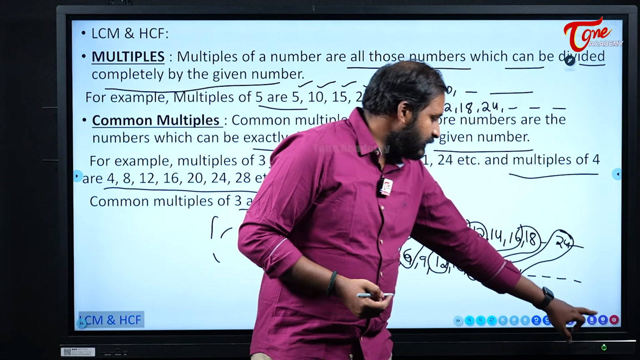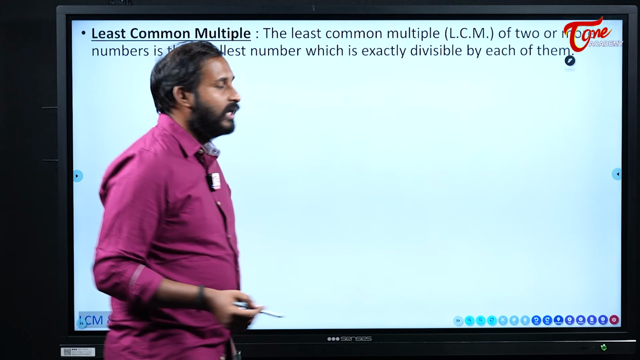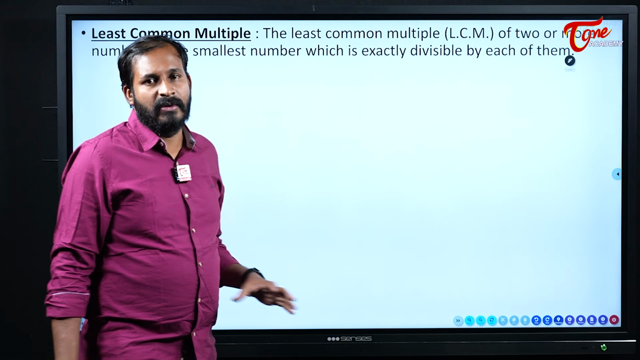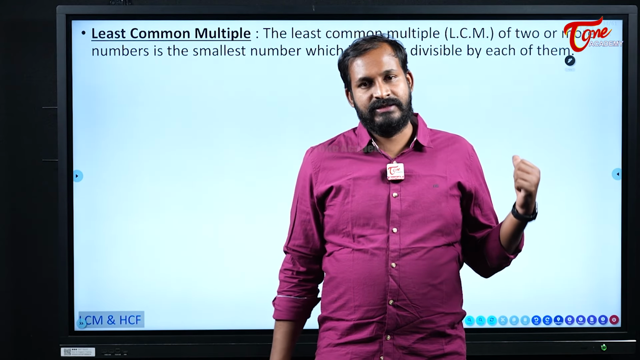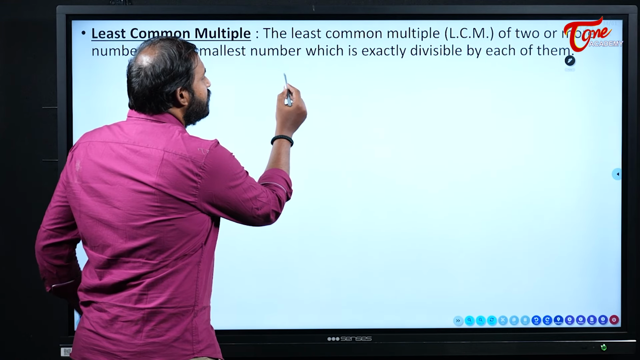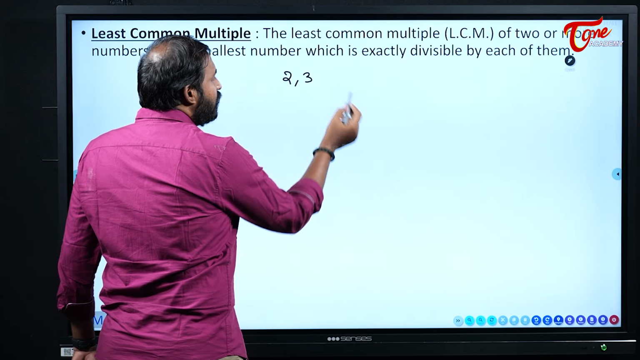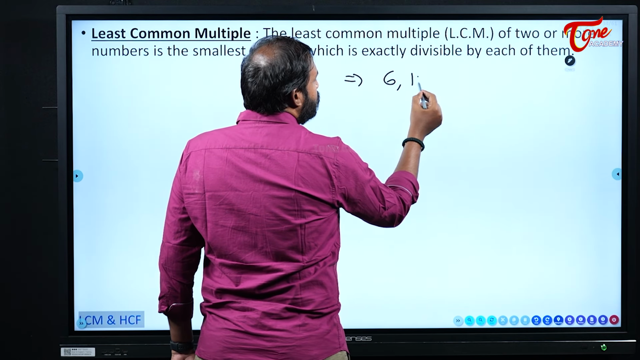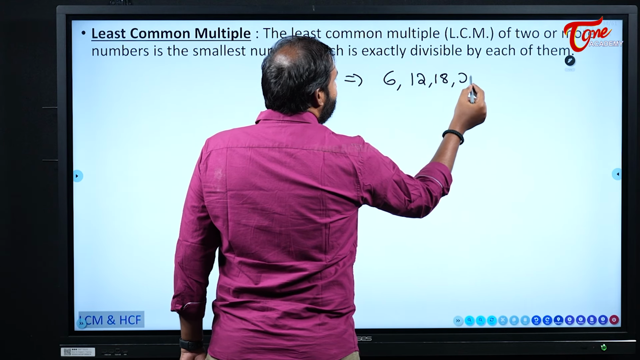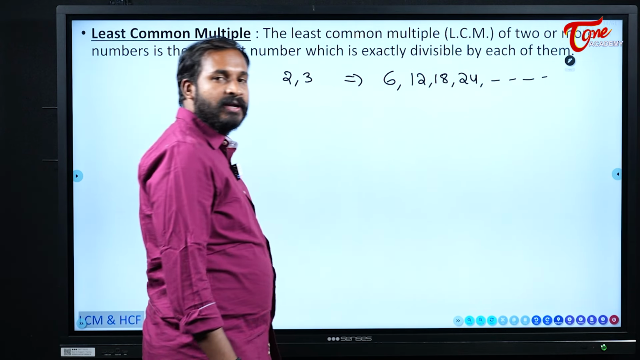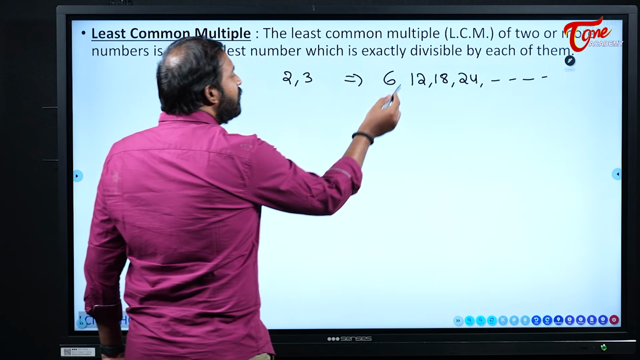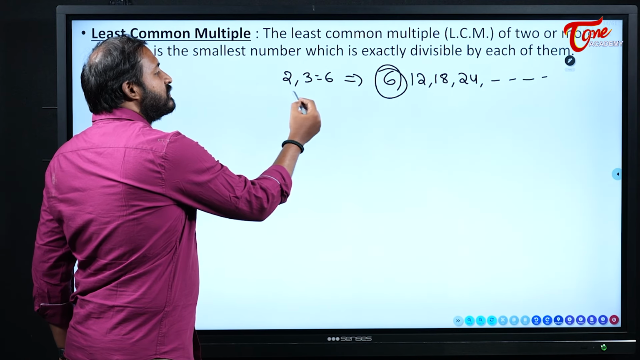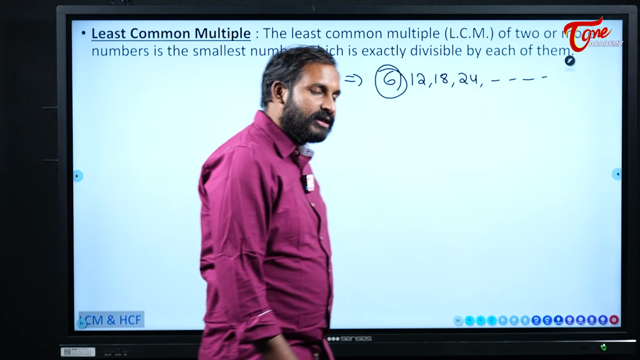But LCM means what? LCM is nothing but the least common multiple. Out of all those common multiples, we will pick the least one. So, the LCM of 2 and 3 becomes what? The common multiples we have are 6, 12, 18, 24 and so on. Among all these common multiples, what is the least one? 6. So, the LCM of 2 and 3 is 6 for us.